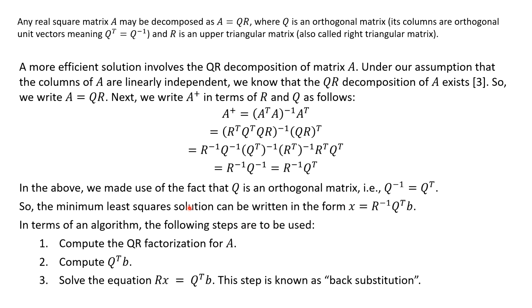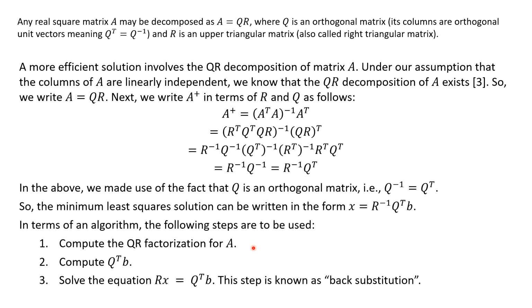So we can write our least square solution in this form here, and then there's 3 steps in order to solve this for x. First, we compute the QR factorization, and there's a lot of known software and algorithms to do that. And then we break this into 2 parts. First, we compute Q transpose times B. That's fairly easy, right? It's just a multiplication. And then we take the R on the other side here, and then we solve this equation for x. This is known as a back substitution, and that gives us our least square solution.